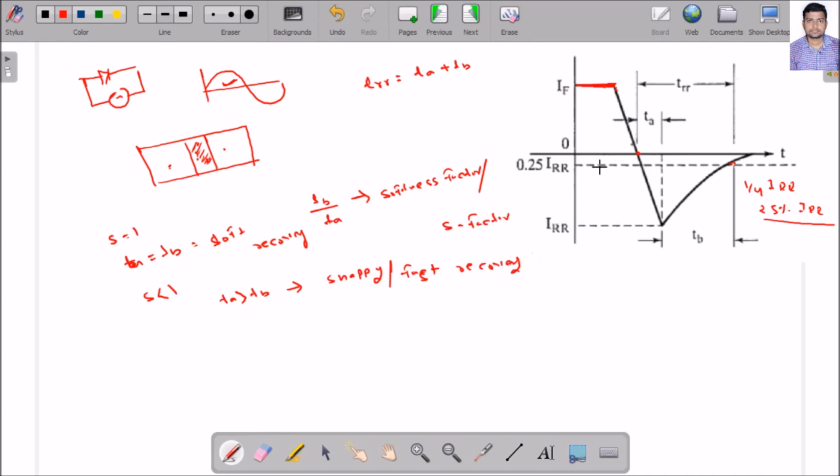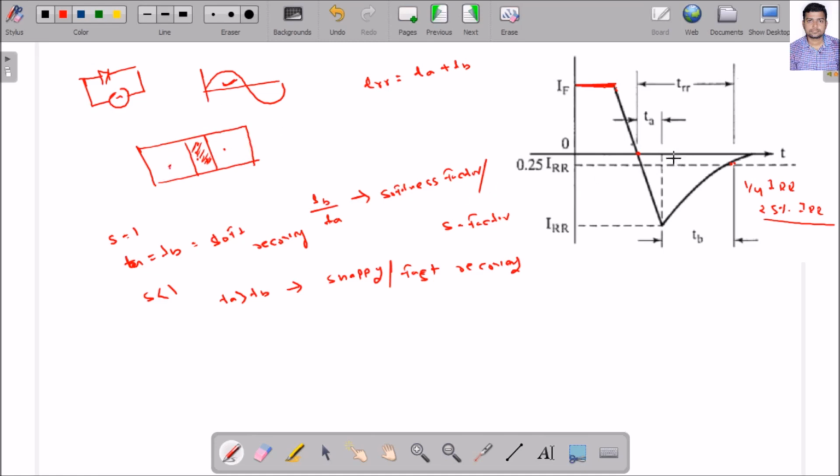So in the time TRR generally the stored charge is removed. When the stored charge is removed, then only it can regain its blocking capacity. In the time TA the stored charge in the depletion layer is removed. In the time TB the stored charge in the P and N region is removed.